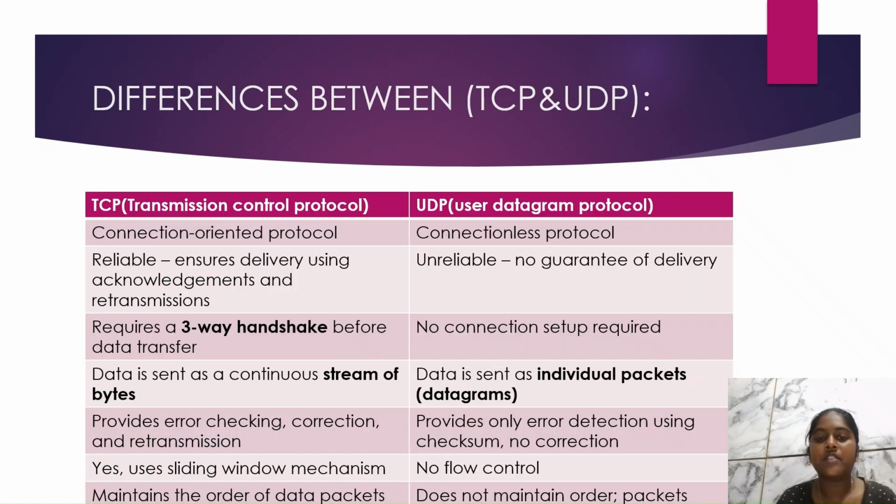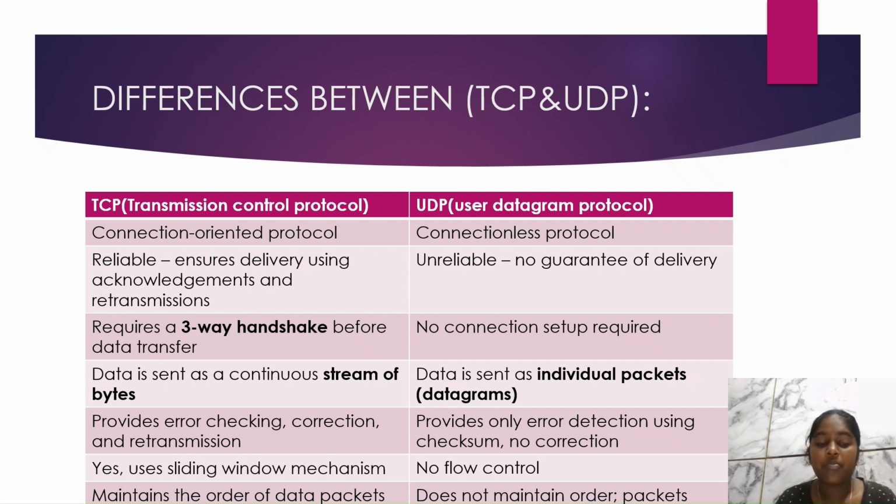These are some of the key differences between TCP and UDP. TCP is connection-oriented and UDP is a connectionless protocol. When it comes to TCP, it is reliable, ensures delivery of the data with acknowledgements, and is useful for retransmissions also. UDP is unreliable and delivery is not guaranteed. TCP requires a three-way handshake before the data transfer. UDP doesn't require any handshake because it has no connection setup required.